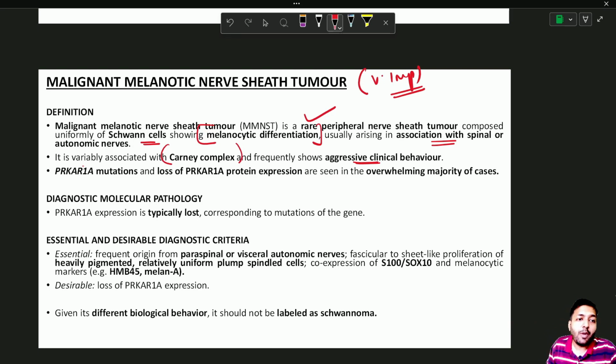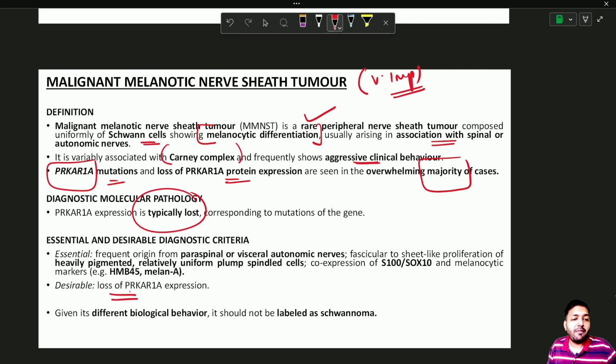Now very important, PRKAR1A mutation and loss of PRKAR1A protein expression are seen in the majority of cases. So the diagnostic molecular pathology is loss of expression of PRKAR1A. And now the essential and desirable diagnostic criteria. So desirable, as we have seen, is this molecular criterion, if present.